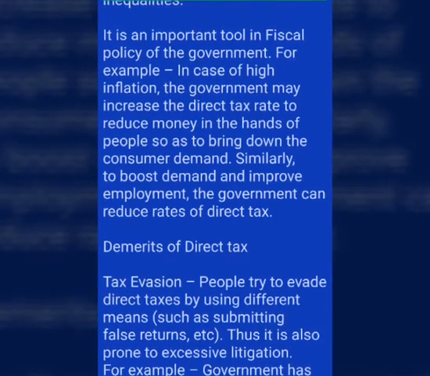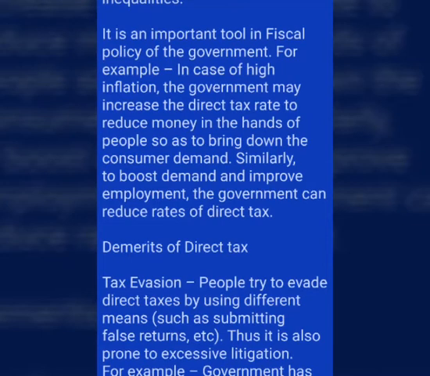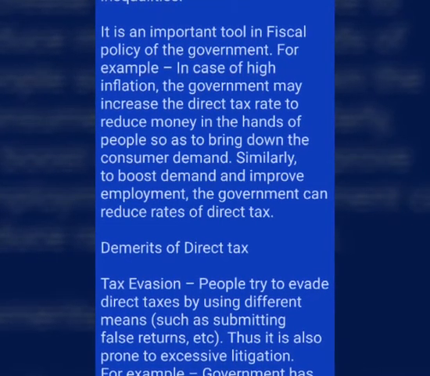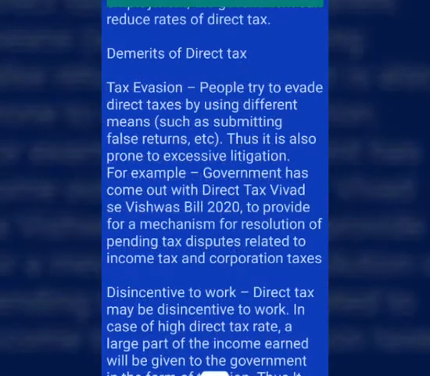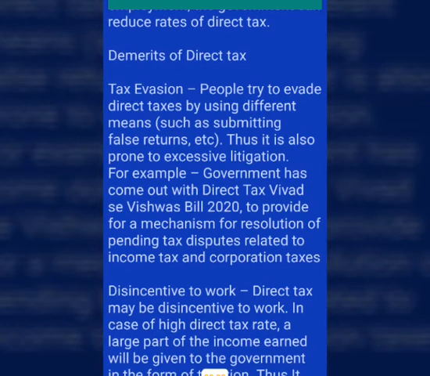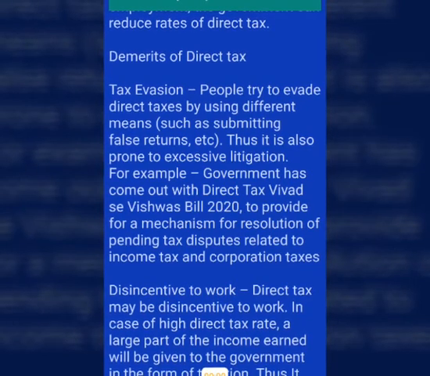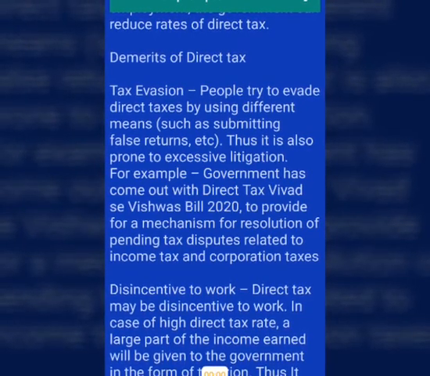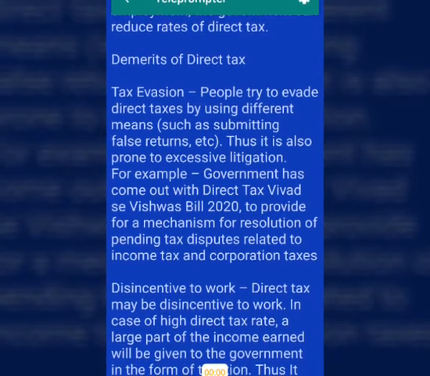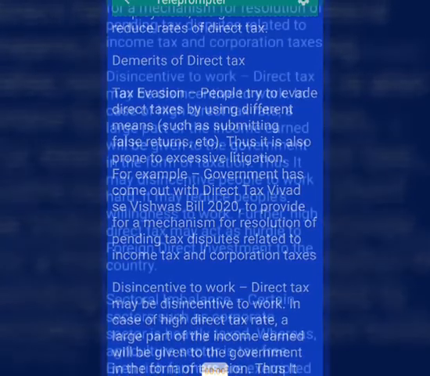Demerits of direct tax. Tax evasion. People try to evade direct taxes by using different means, such as submitting false returns, etc. Thus it is also prone to excessive litigation. For example, the government has come out with the Direct Tax Vivad Se Vishwas Bill 2020, to provide for a mechanism for resolution of pending tax disputes related to income tax and corporation taxes.